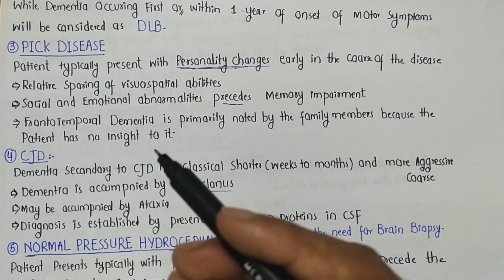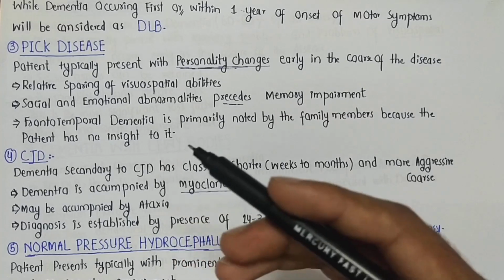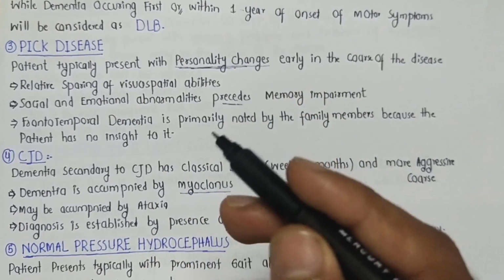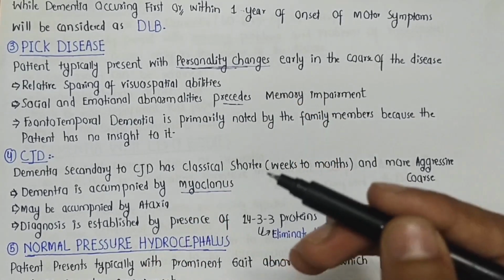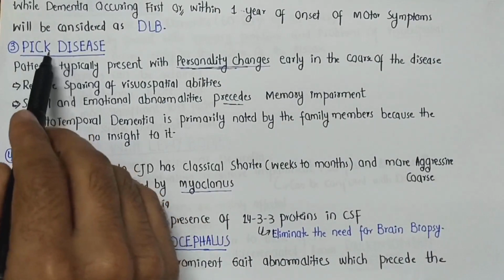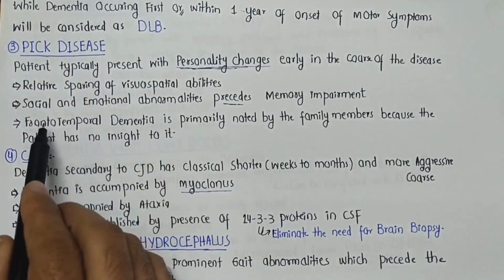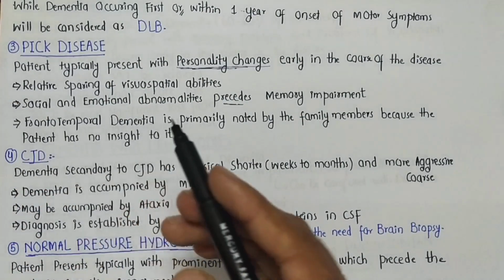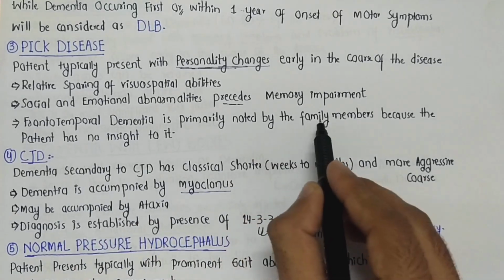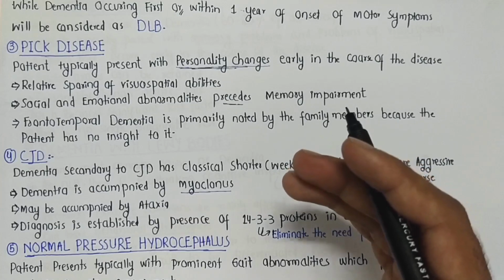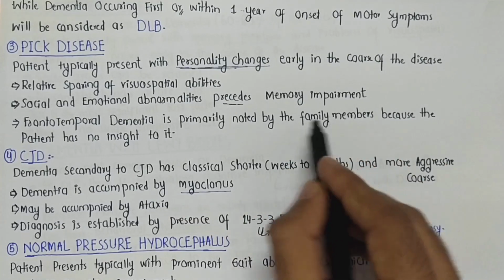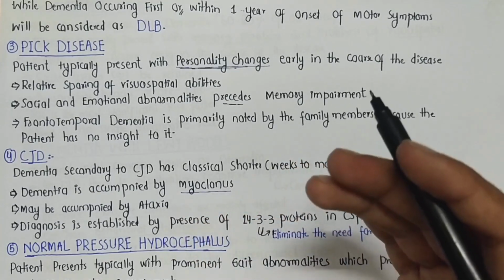It means that normally dementia patients are aware of their situation. This is the typical feature of dementia, that the majority of patients are aware to some extent of their situation. But in Pick disease, or any frontotemporal dementia, the patient is not aware of the situation, not aware of himself or herself. Actually, the family members realize that the patient has got some problem. So the family members are the first who note the situation of the patient.